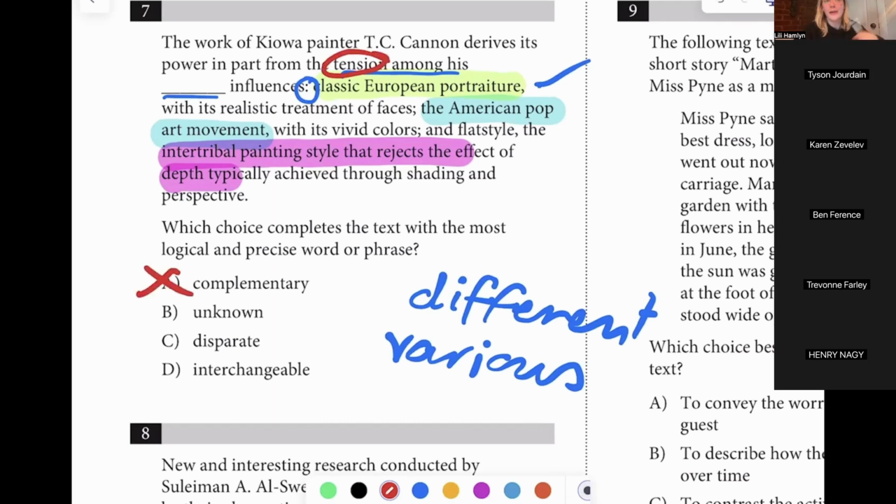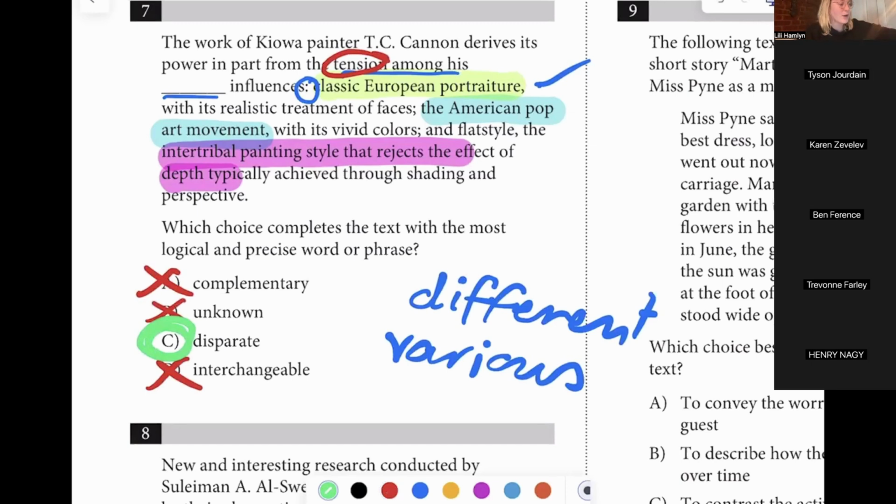They're not unknown. We've literally just been told them. We've not been told that they're not popular. Also, classic European portraiture is far from unknown, as is pop art. They're definitely not interchangeable because they're distinct. So here we would want disparate, meaning containing elements very different from one another.